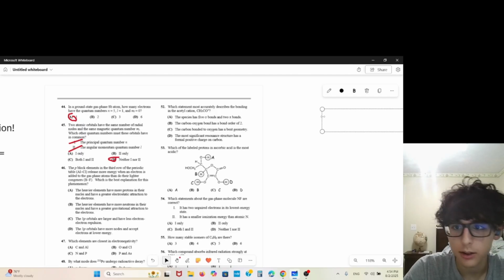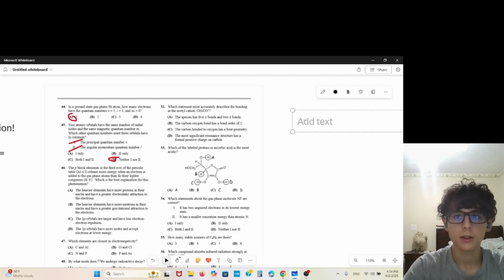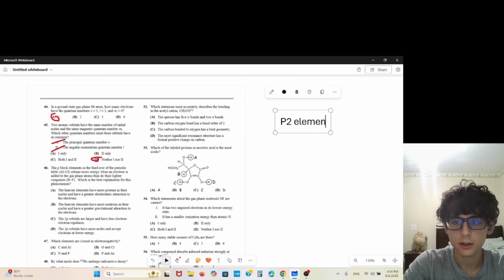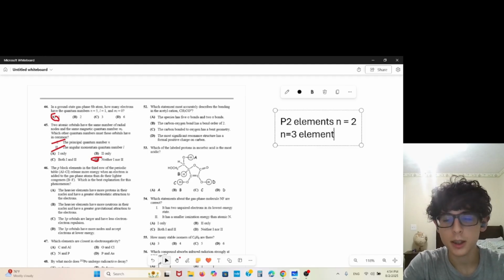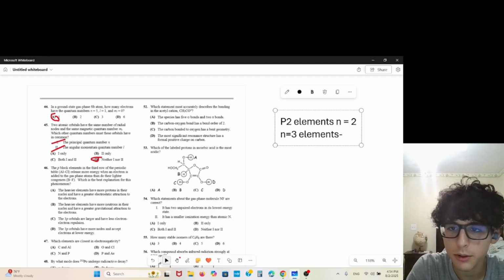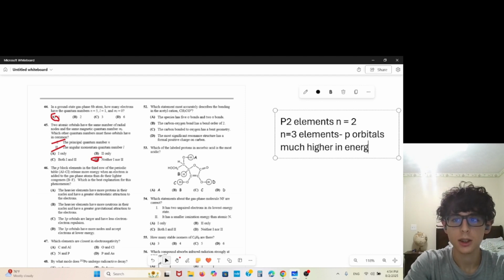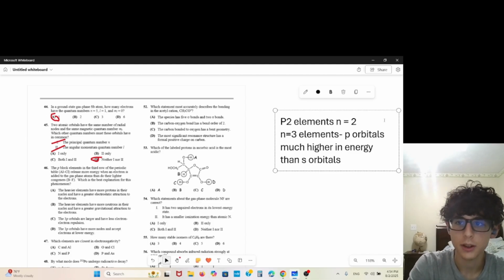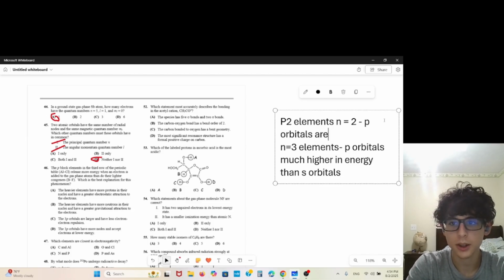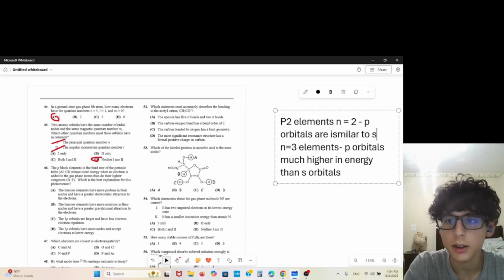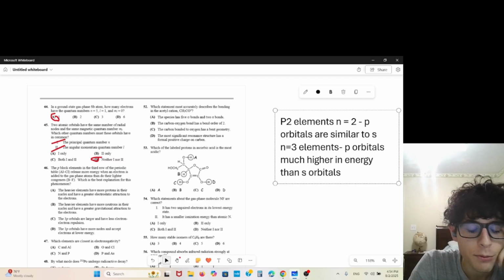This is because of period 2 elements, otherwise known as n equals 2 elements, and n equals 3 elements. The n equals 3 elements will have p orbitals much higher in energy than s orbitals. But for n equals 2, p orbitals are similar in energy. Okay, so what does this tell us?